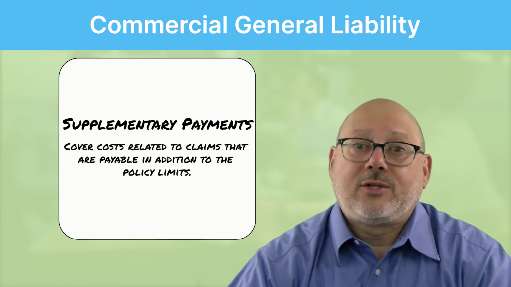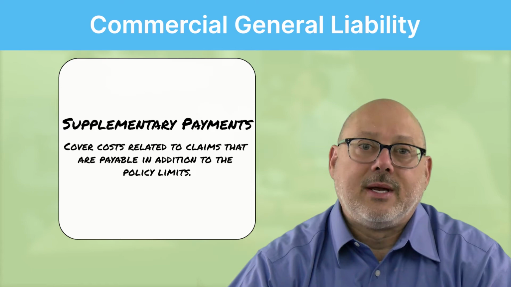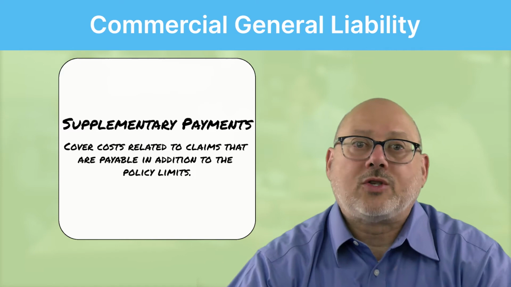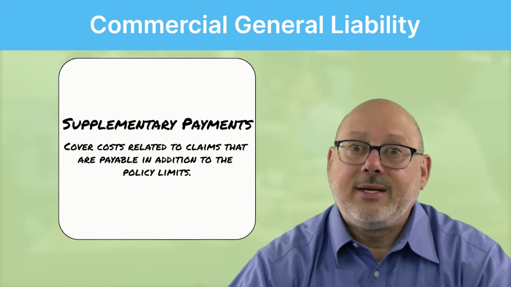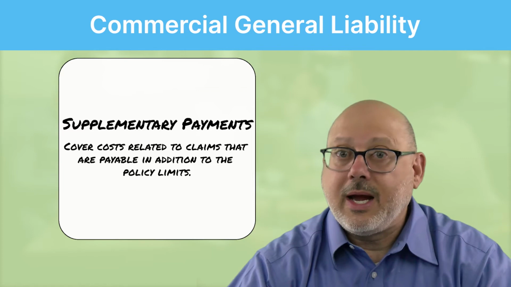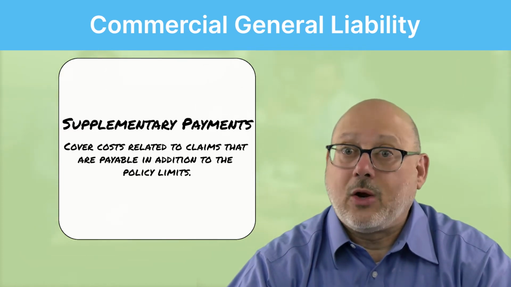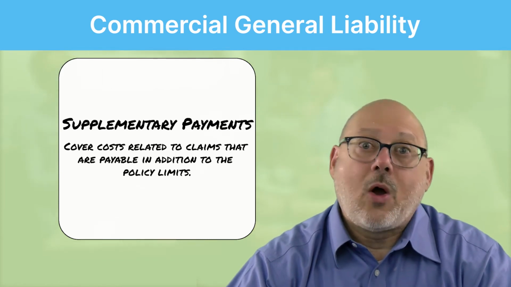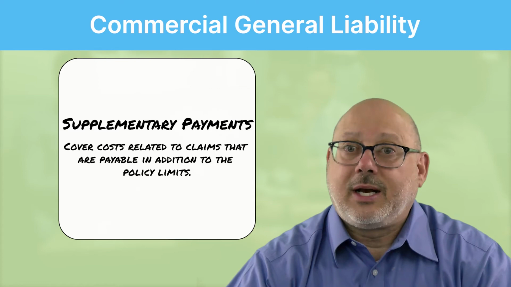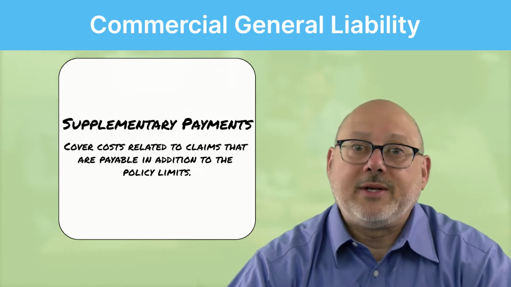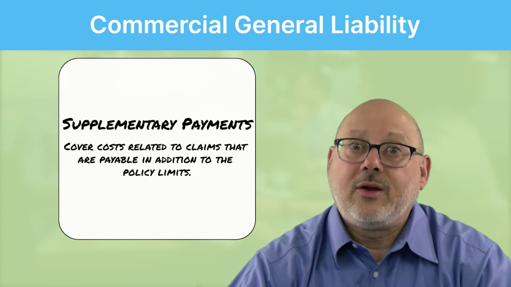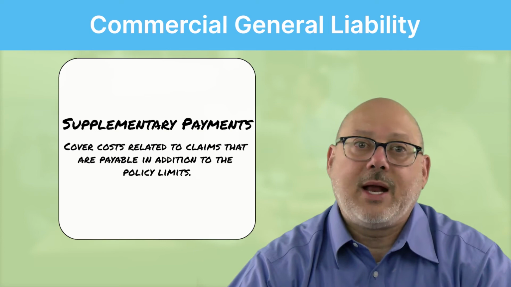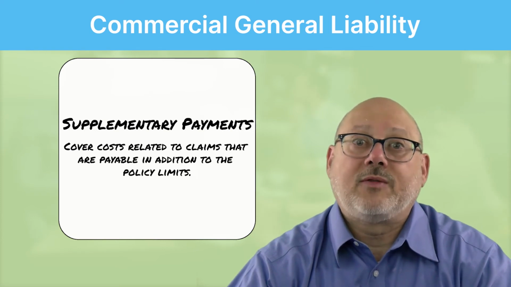Now let's talk just a spell about supplementary payments. Supplementary payments in most policies, including the CGL, cover costs related to claims and are payable in addition to the policy limits. Generally, all costs of litigation are covered, including court costs, prejudgment interest, post-judgment interest, and the cost of bonds to release attachments. Additionally, the insured can be reimbursed for expenses incurred at the company's request related to the investigation or defense of a claim, including up to $250 per day for loss of earnings because of time off work.